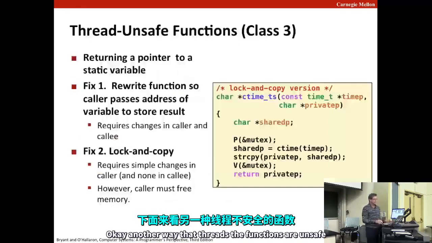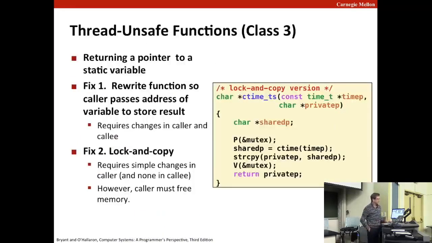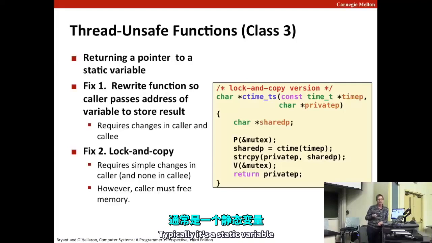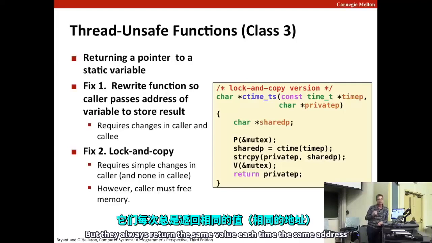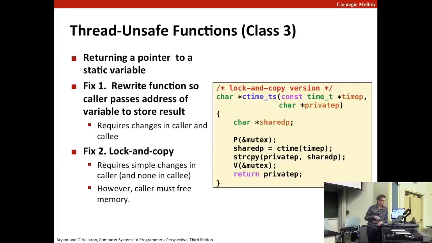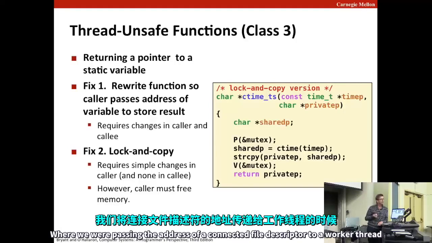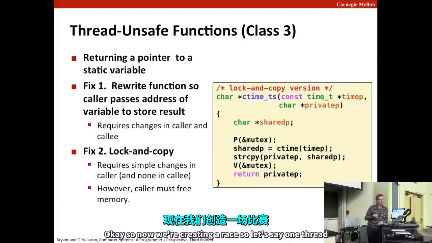Okay. Another way that functions are thread unsafe is with functions that always return a pointer to the same global variable. Typically it's a static variable, but they always return the same address each time. You can see this is similar to that race that we encountered before, where we were passing the address of a connected file descriptor to a worker thread. So now we're creating a race.